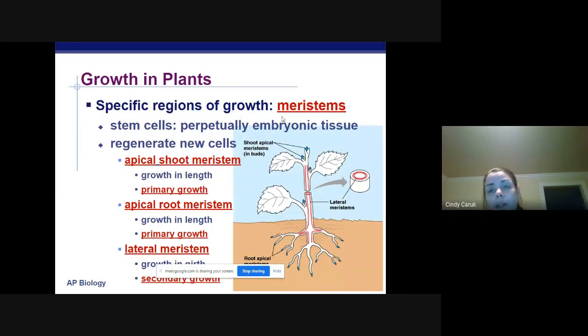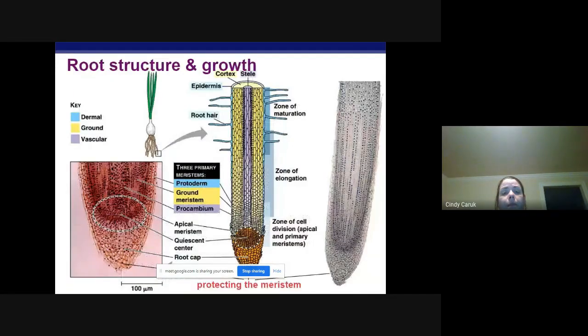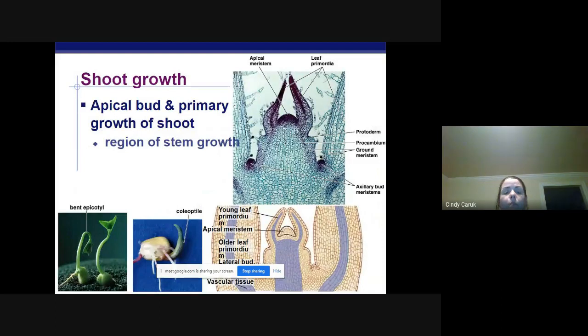All right, so regions of growth, those are the meristems, and they grow their whole lives. We talked about the apical meristem, primary growth growing from the tip. And then lateral meristem, secondary growth. Not all plants show that. That's growing in girth. So here's our apical meristem again. And that's our primary growth. This first part that comes up is called the coleoptile.